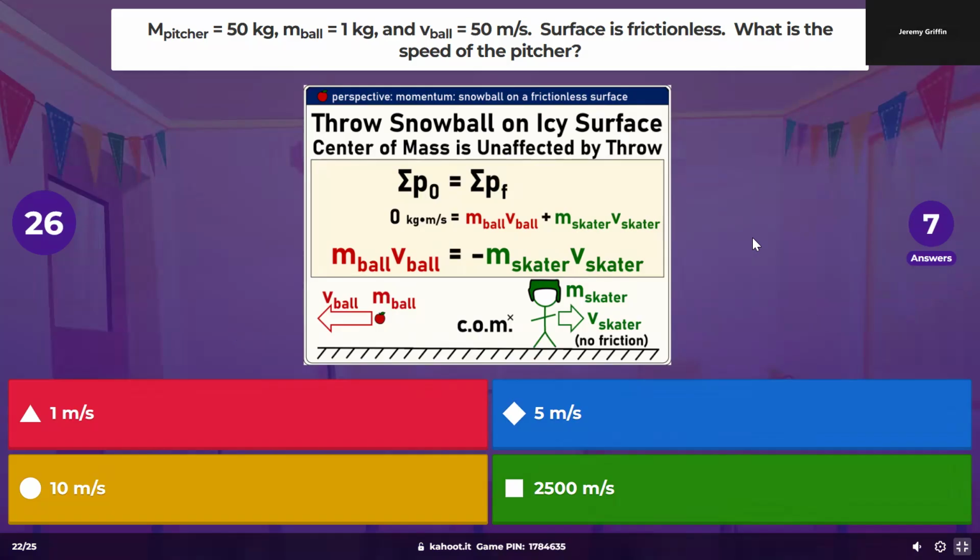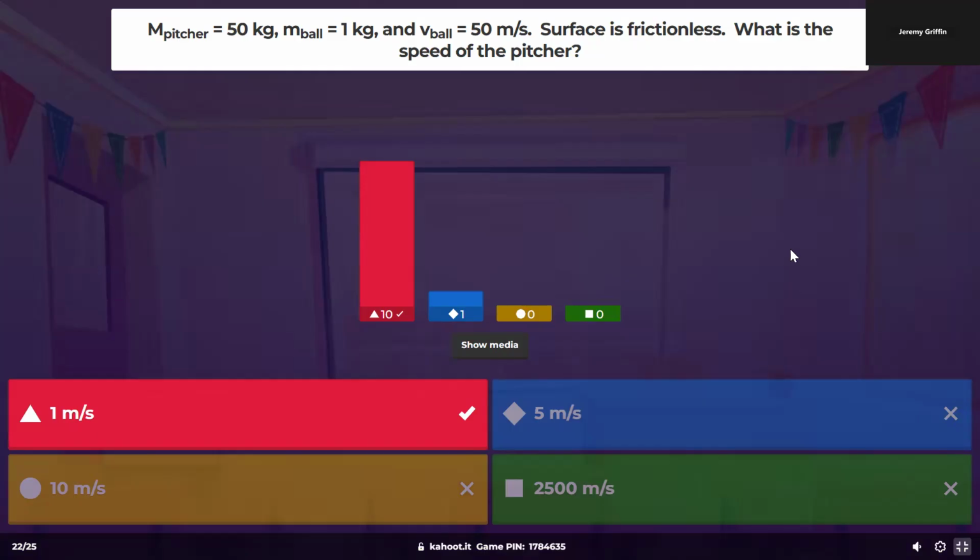If AP asks you that question, they'll probably talk about an icy pond and somebody on ice skates. They'll say there's no friction. So I think 1 times 50 to the left matches 50 times 1 going to the right, because it all has to 0 out. Okay, you guys go with that.